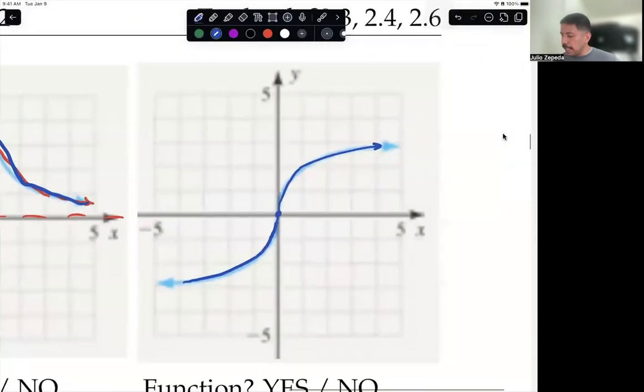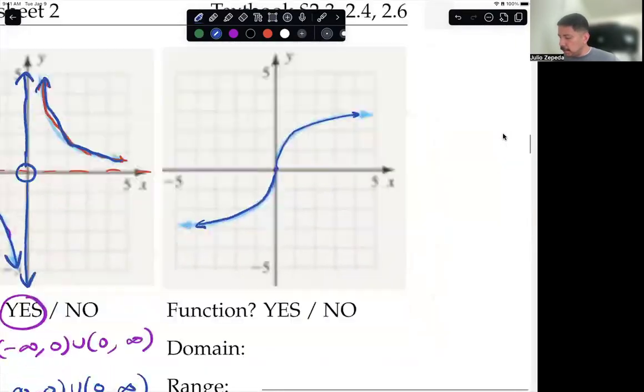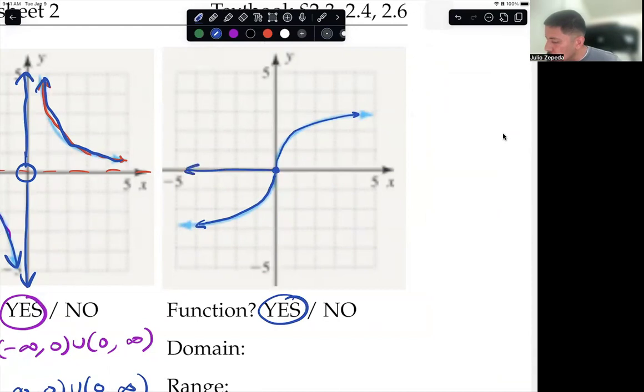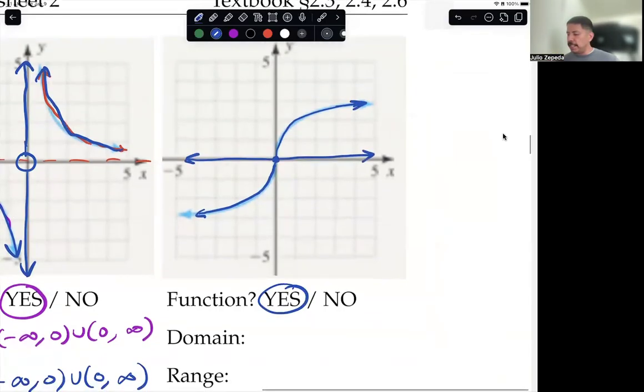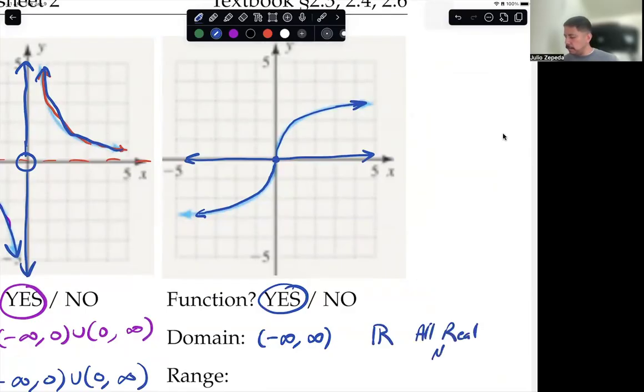Okay, so this is a function then. We'll say yes. What's the domain? Well, the domain is a set of x values. We can tell by the arrows, since it points to the right, this is always going to go in the x direction, to the right forever, to the left forever. The domain is all real numbers, negative infinity to positive infinity, sometimes written as this R here, but that is all real numbers.